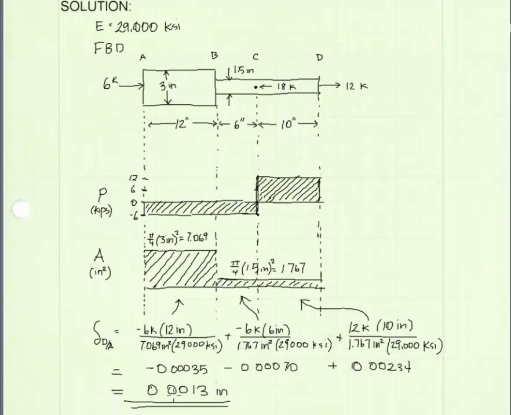And we calculate the total deflection to be 0.0013 inches. And we're done.